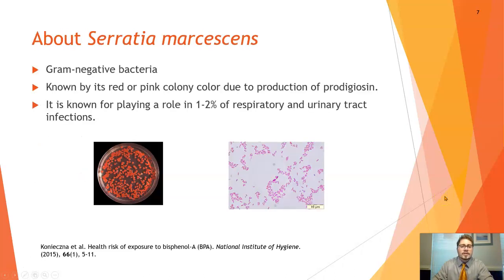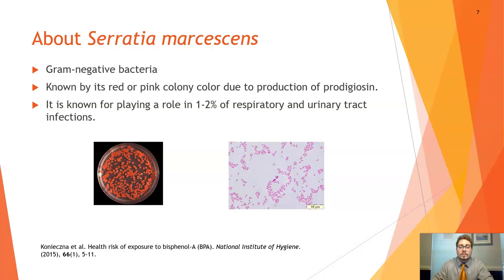So a little bit about Serratia marcescens. It's a gram-negative bacteria. It's known by its red or pink colony color due to production of prodigiosin, and it is known for playing a role in about 1 to 2% of respiratory and urinary tract infections. And you can look at the picture on the bottom left, and you could also notice that it's got a very deep, red colony color.